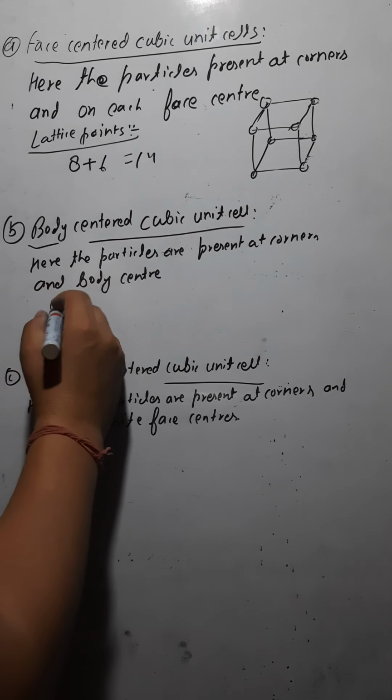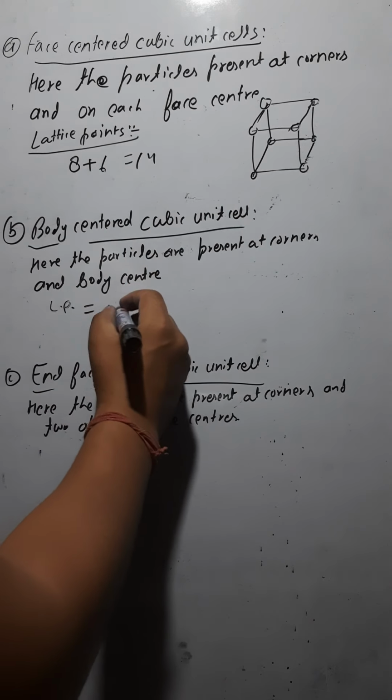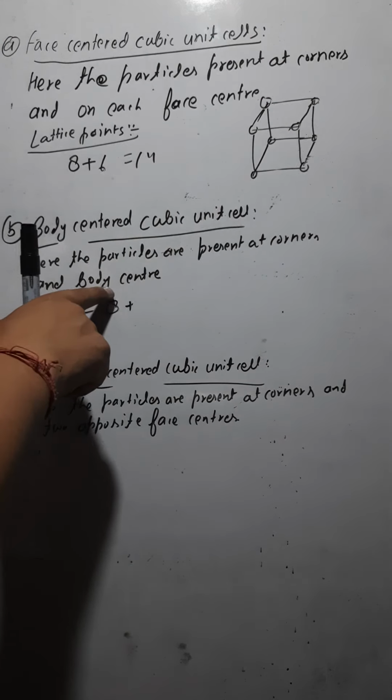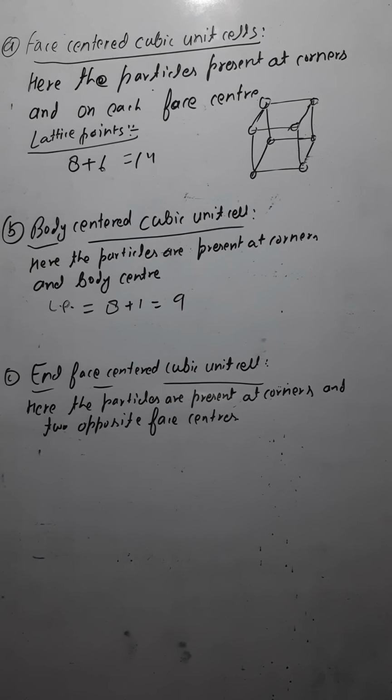So if you just talk about the lattice points here, lattice points means where the presence of particles is there. So you can see you have particles at 8 corners, then you have particles at the body center. How many body centers here? Only one. So how many lattice points are there? 9 lattice points are there.